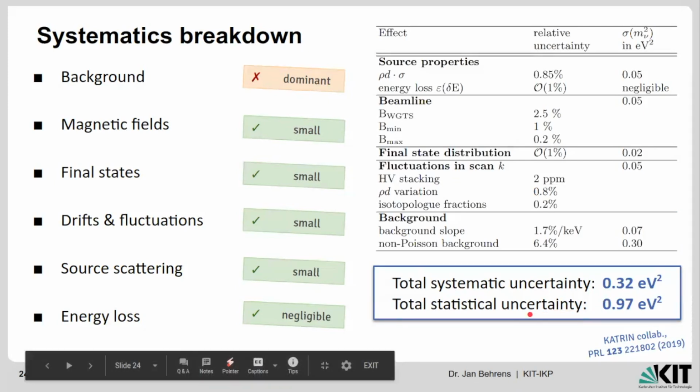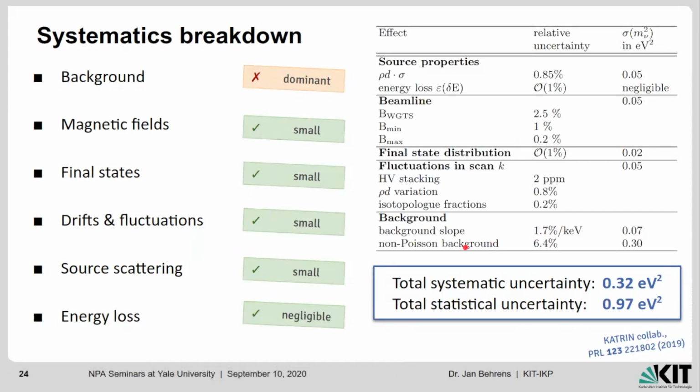But that does not mean that we should ignore systematics. If you look at this table, you also see that the most dominant contribution from systematics is the non-Poisson background, and I will explain on the next few slides what this is about, and then also cover a little bit of the other systematics shown here, which all have a relatively small contribution in comparison. But we hope that the background level can be decreased, and then these systematic contributions will become more important.